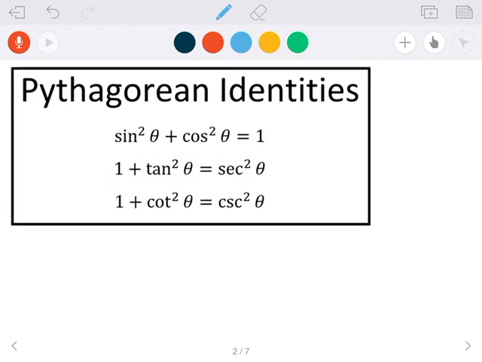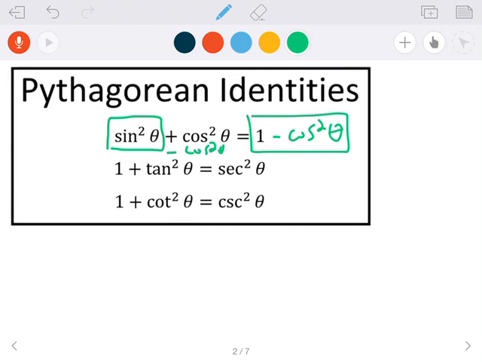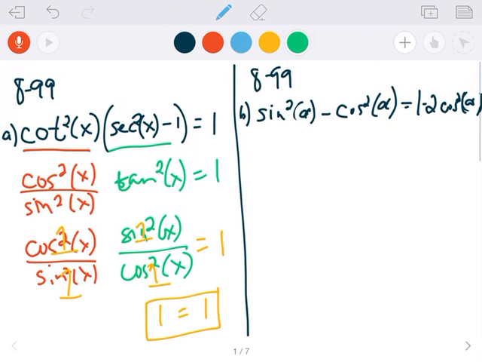So in this case, let's solve it for sine squared. If we want to solve it for sine squared, we're going to subtract cosine squared. And so we see that sine squared is equal to 1 minus cosine squared. So let's use that idea back here. Sine squared, we said, was equal to 1 minus cosine squared.